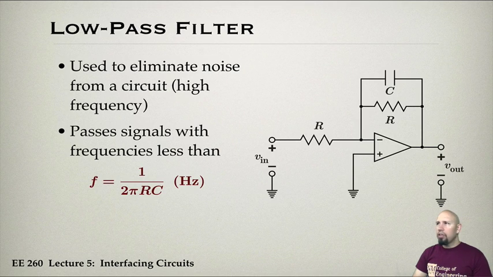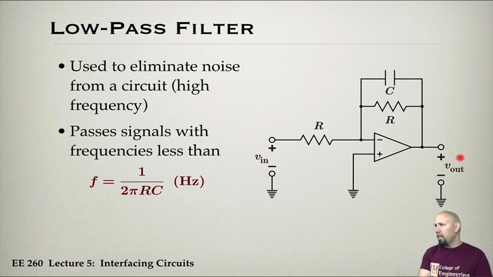The last thing I want to talk about in terms of analog circuits is a low-pass filter. A low-pass filter is often desired, and there are a number of reasons for wanting one. One thing is it can be used to eliminate noise from a circuit. For example, it's very common that noise in a circuit is high frequency. So if you find that you're picking up noise, electronic noise, or what is sometimes referred to as electromagnetic interference, then you need some way of eliminating some of that noise. And a circuit like this can do that.